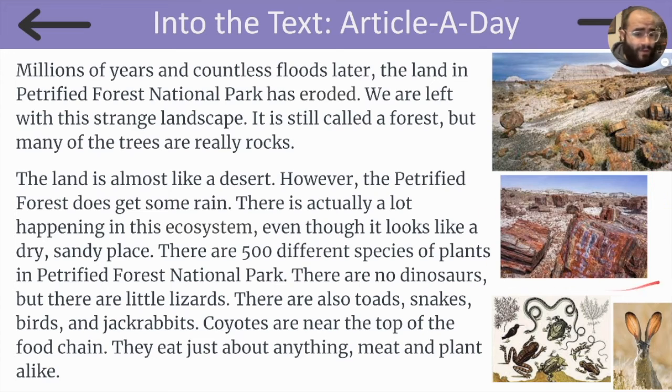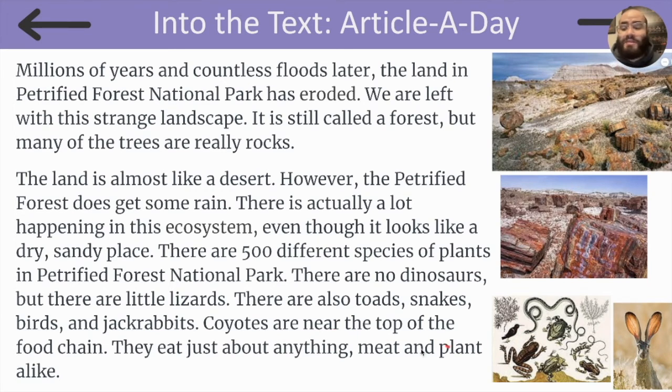If we look at the petrified forest, it looks like there aren't a lot of animals there or anything, but there's actually a lot of life there. There are 500 different species of plants in Petrified Forest National Park. There are no dinosaurs, but there are little lizards. There are also toads, snakes, birds, and jackrabbits.